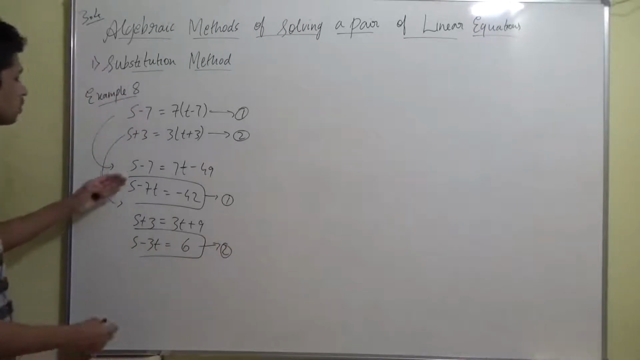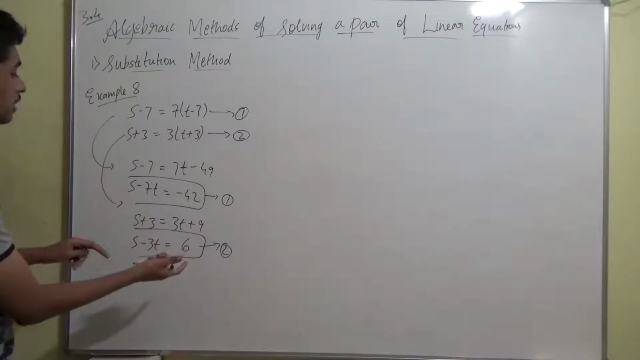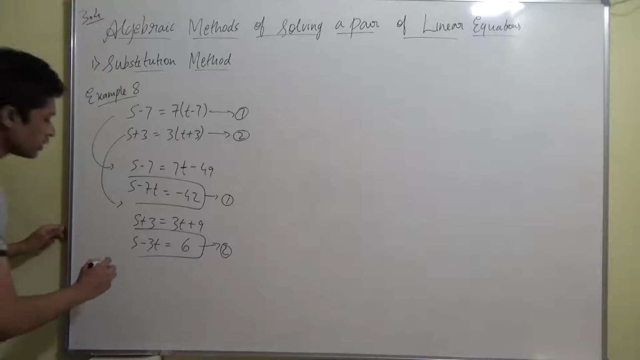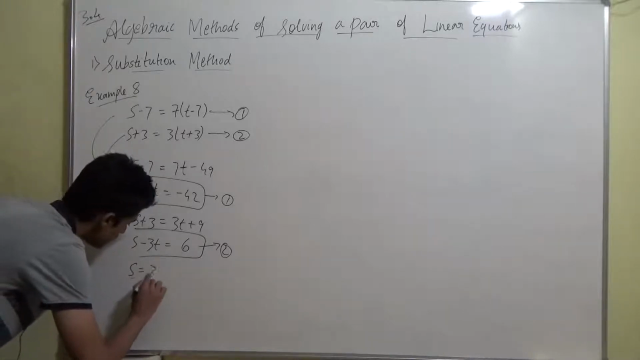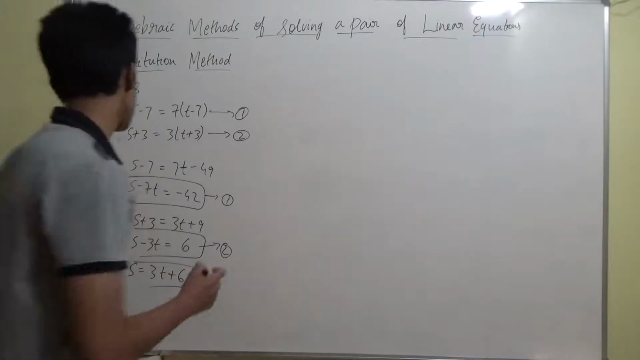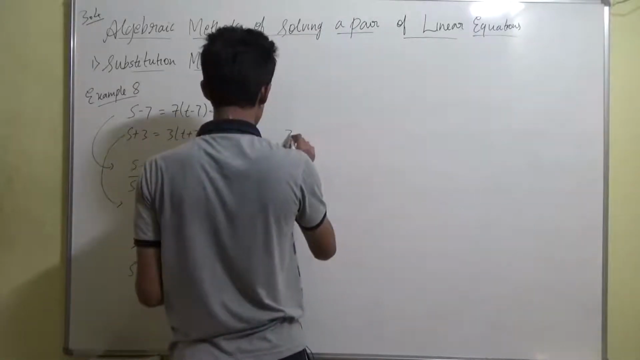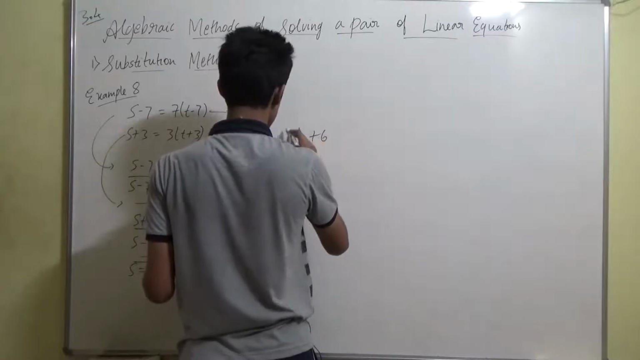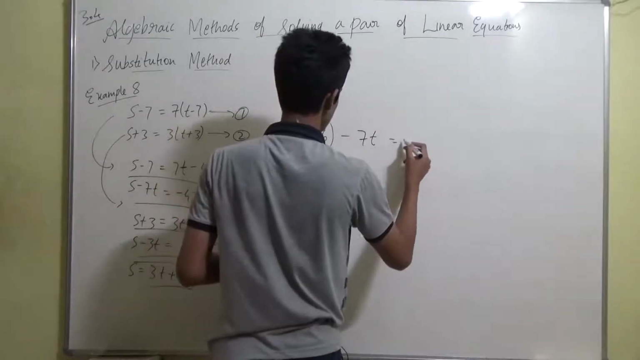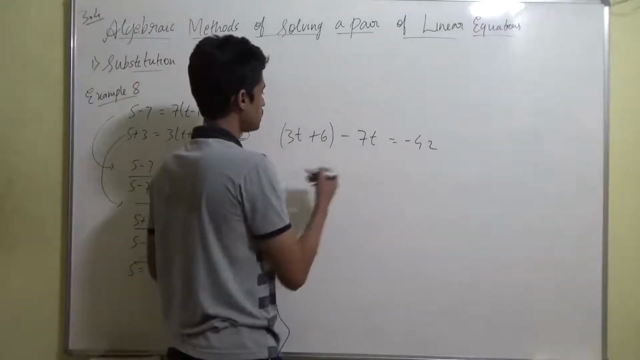Now we have to put the value of one variable in terms of the other variable in the other equation, right? So what we'll do, let's take this equation. Let's find the value of s here. You will get s as 3t plus 6, correct? Now this value, let's substitute in the first equation in place of s. In this s place, we'll be substituting this whole value. So it will become 3t plus 6 in the place of s here, minus 7t equal to minus 42, right?